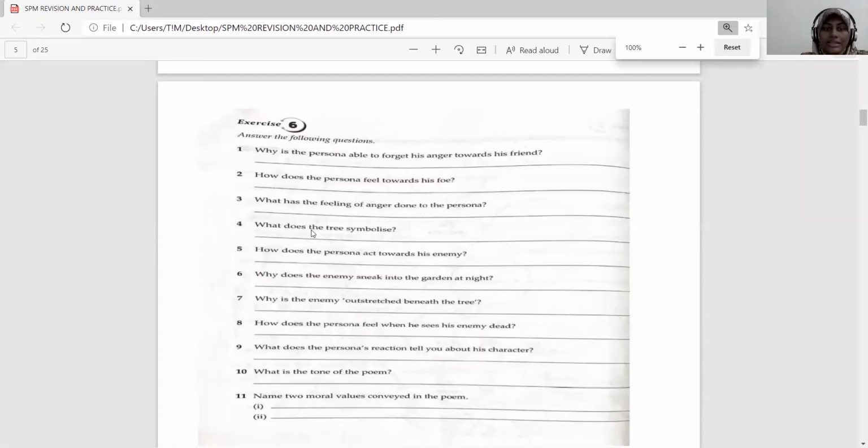Okay, what does the tree symbolize? What does the tree symbolize? Exactly, the rat, all right? The rat or the anger, okay? It symbolizes the persona's anger, will be the excellent answer.